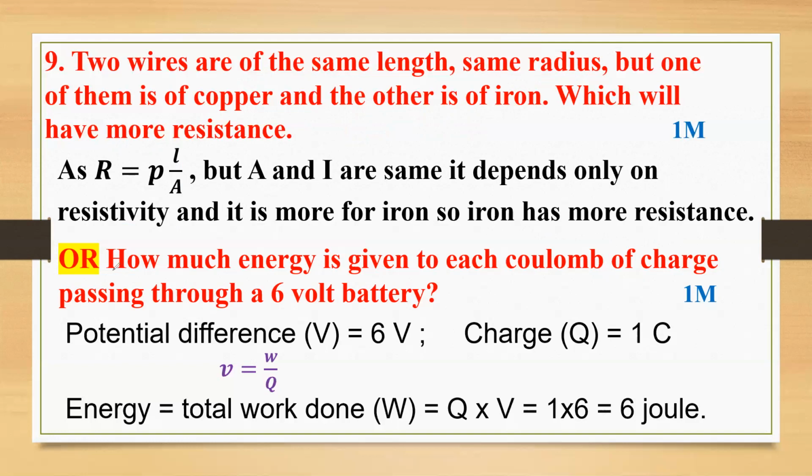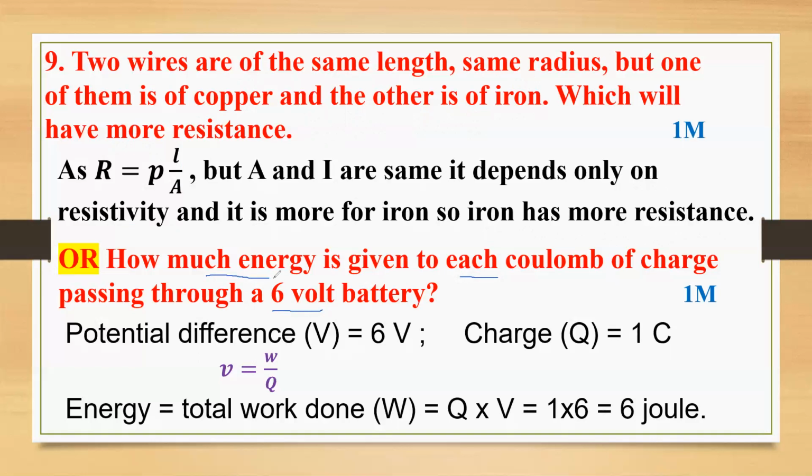Move to another one, which is the internal choice for the ninth one. How much energy is given to each coulomb of charge passing through a 6-volt battery?